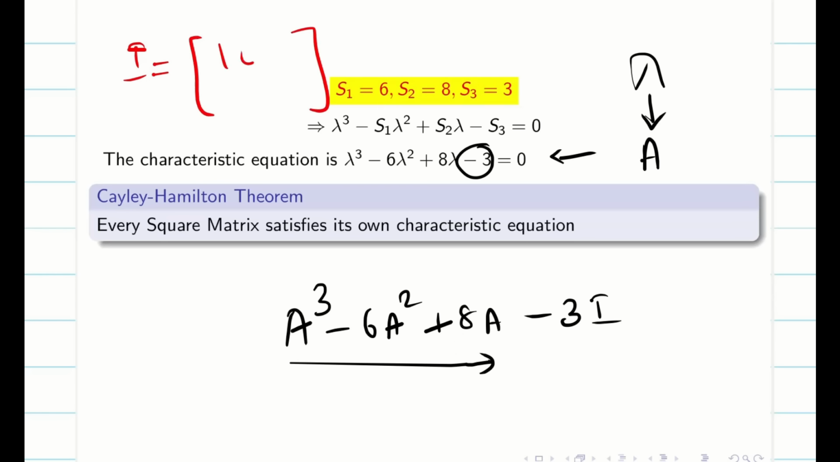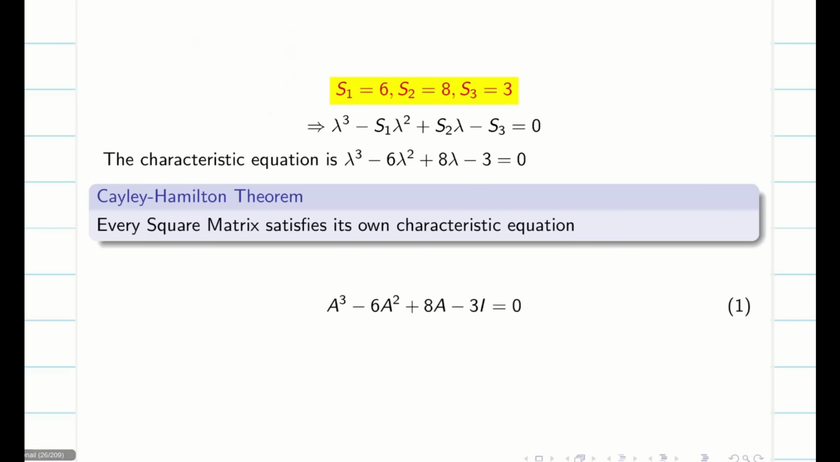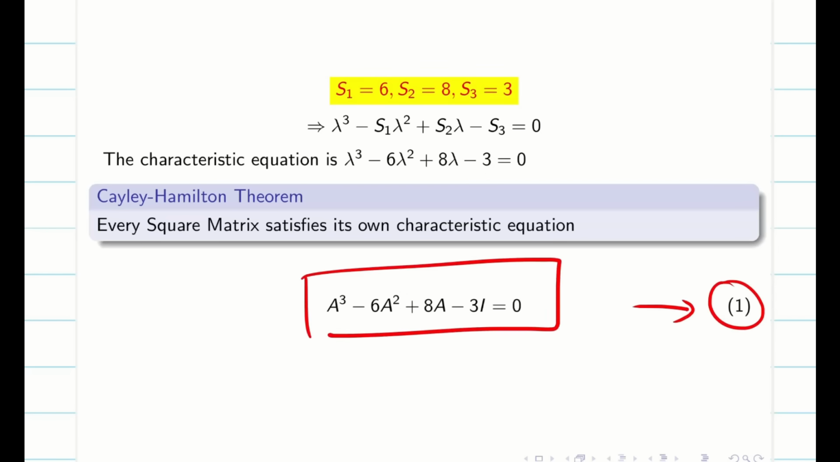When the matrix is 3 cross 3, it is going to be 1 0 0, 0 1 0 and 0 0 1. If it is 2 cross 2, it is going to be 1 0 0 1. So now consider this as equation 1. This plays a major role to find A inverse, A power 4, as well as the verification of Cayley-Hamilton theorem.